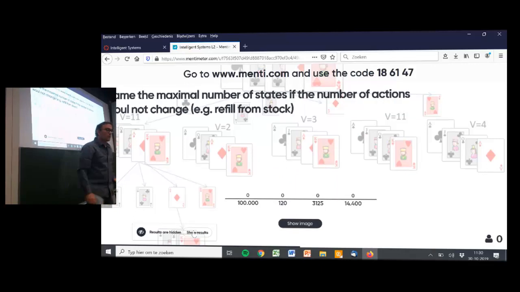So what would now be the maximum number if the number of actions would remain the same? If we would have a pile of cards where we would be able to choose one new card, and we would play the same game, but now with taking cards from the pile. What are the options? Is it 100,000? Is it still 120? Is it 3,125, or is it 14,400?